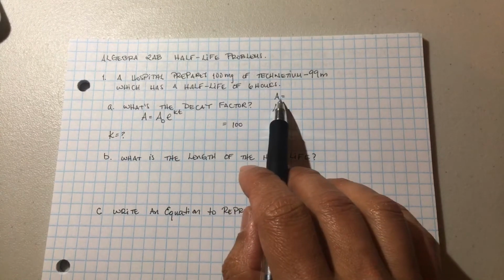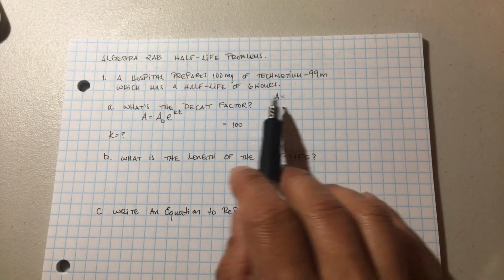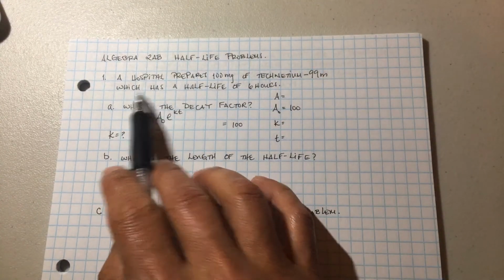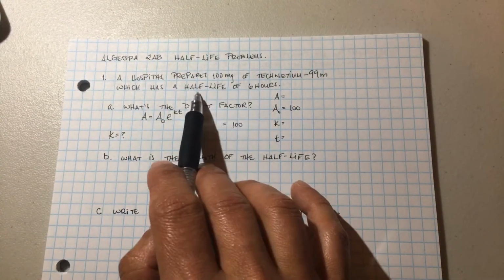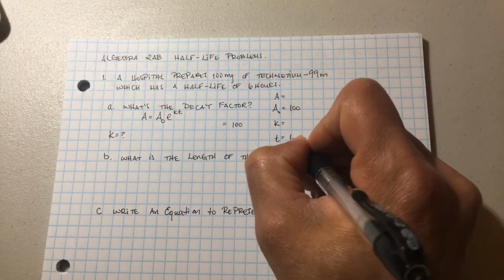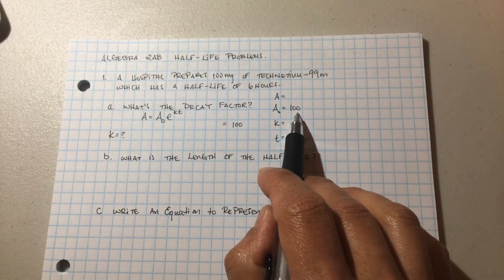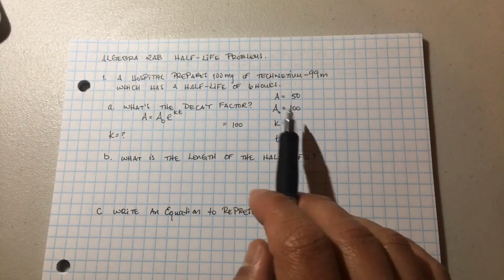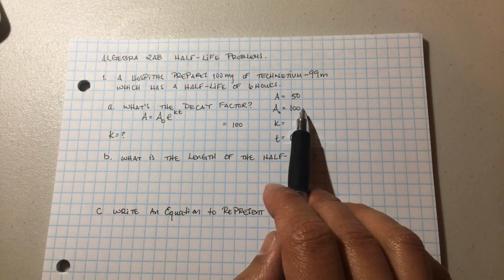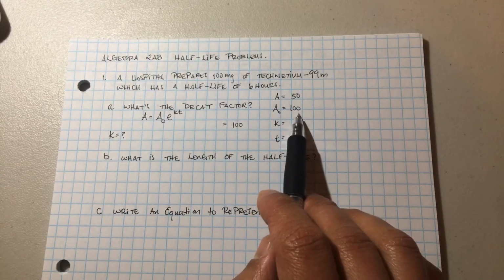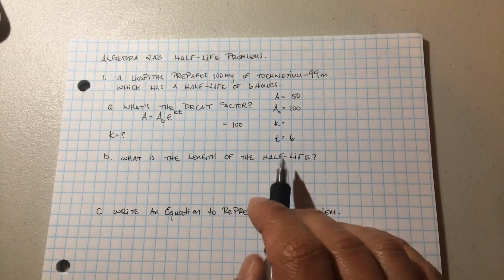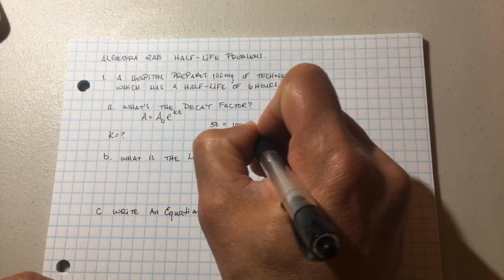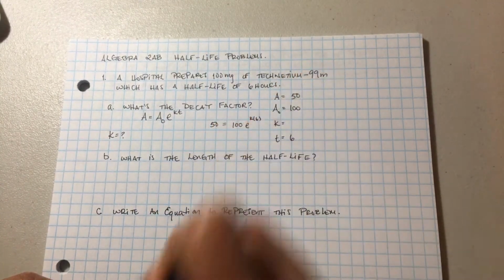The amount, well, we don't have that. We know it gives us 100 milligrams, that's what we start with. Now it says the half-life is 6 hours. That means in 6 hours, half of this is going to be available, so we're going to have 50. You see how I did that? Starting with 100, in 6 hours we have half, which is 50. I can use this information to figure out my K. So we have 50 equals 100 times e to the K times 6.